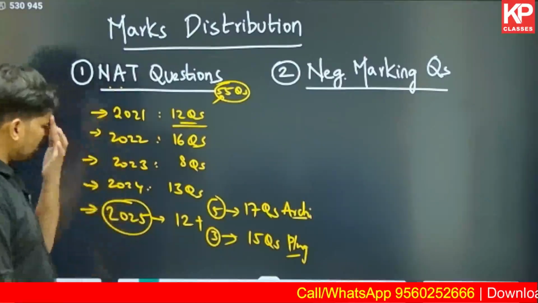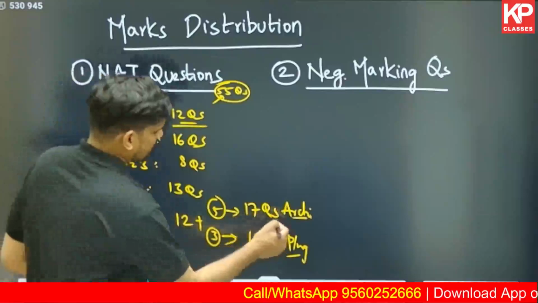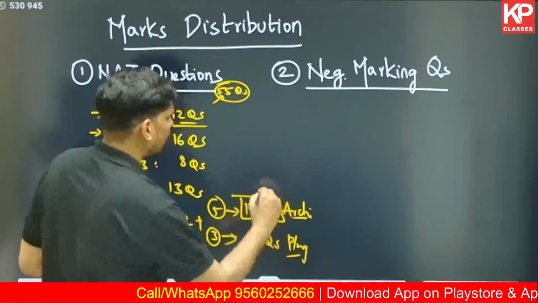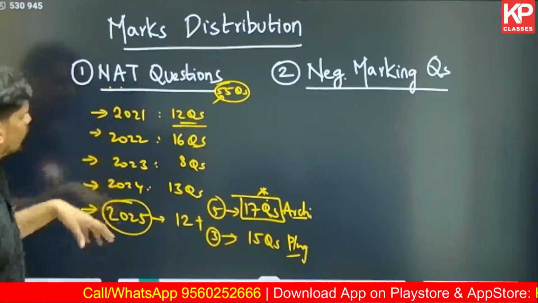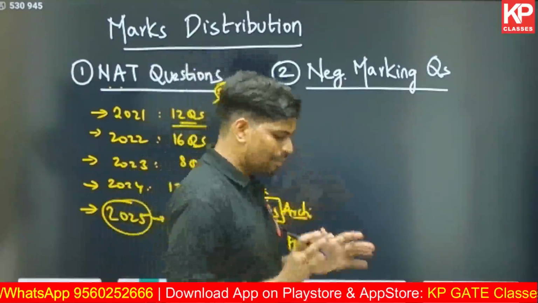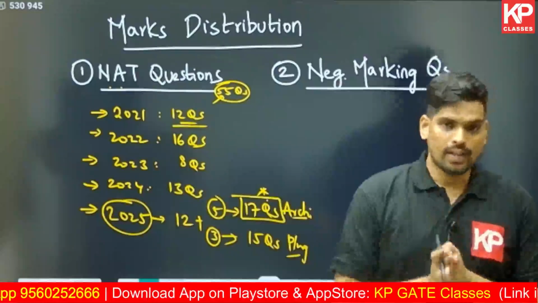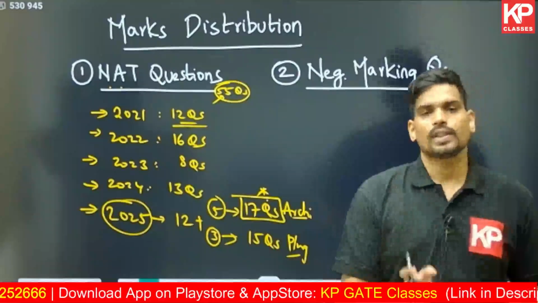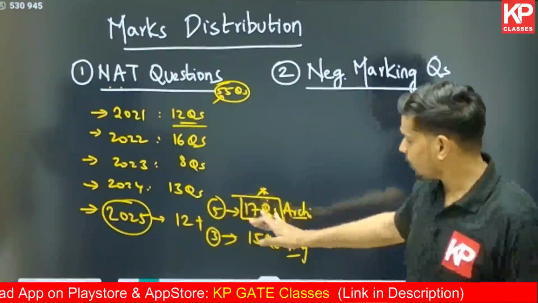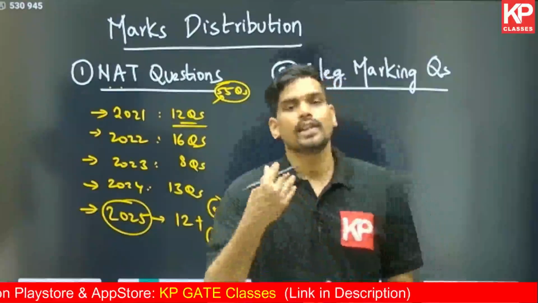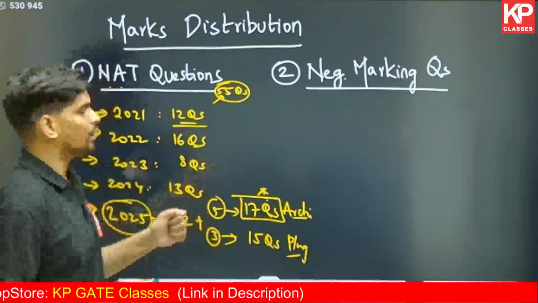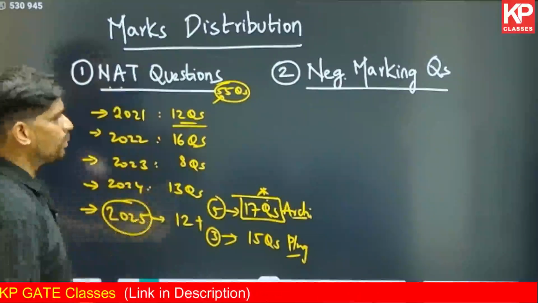So, like I said, the number changes every year. In a way you can say the 2025 paper had the highest number of numerical questions if you look at the last 5 years of GATE pattern. Just to keep in mind, on an average you can expect 12 numericals, and those 12 numericals are important for you to boost up your score. And if it is a higher number of numericals like 2025, it will be even more important for you to do well in the numerical part. So that is about the numerical answer type questions.